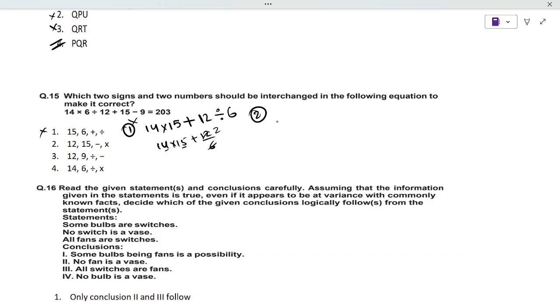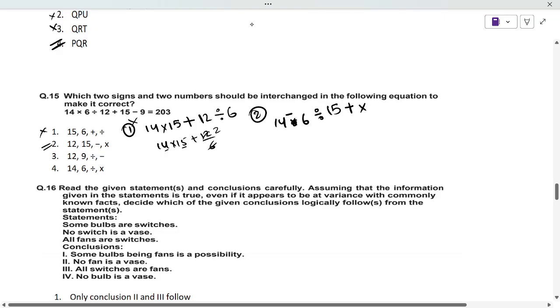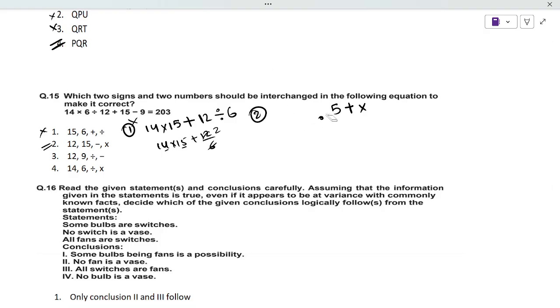Second one is 12 and 15. So 14 into 6, or into and subtraction should be changed. So here this becomes minus. Division, divided by 12 and 15 should be changed, so here 15 will come here, and then plus becomes as it is, minus becomes multiplication, and here they're asking us to interchange what? 12 and 15. Okay, so let's write it once more because we did the blunder again.